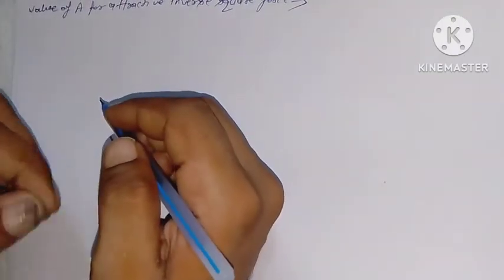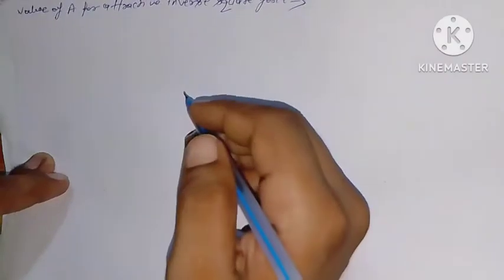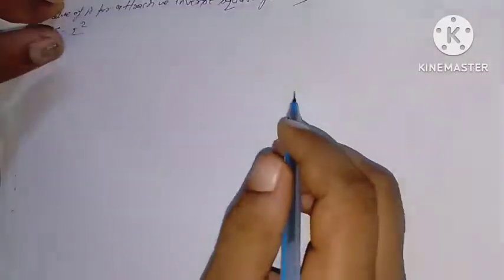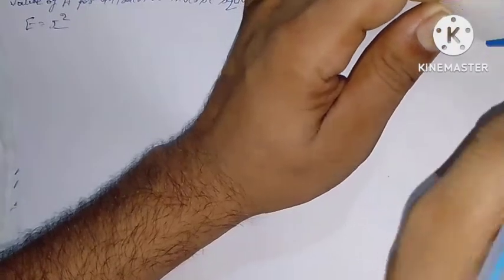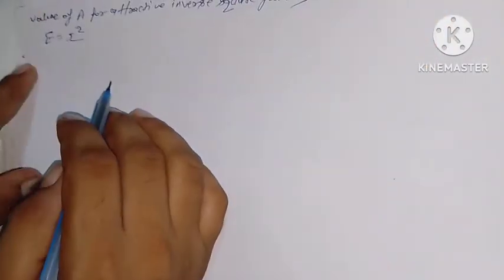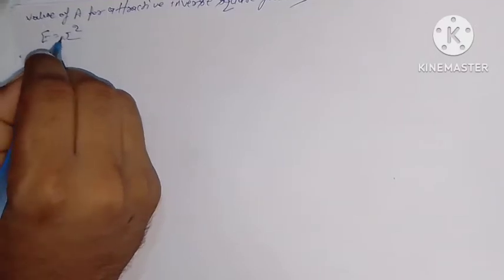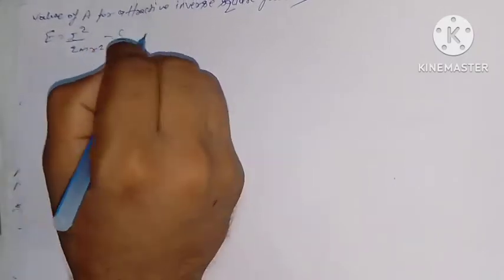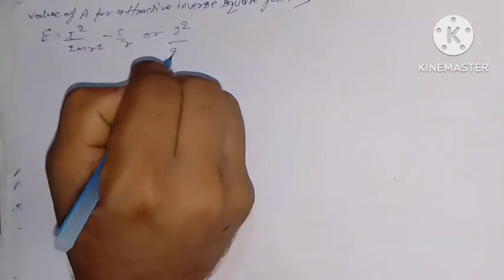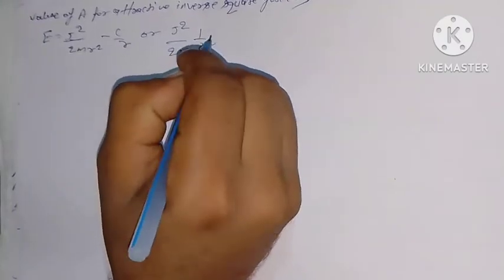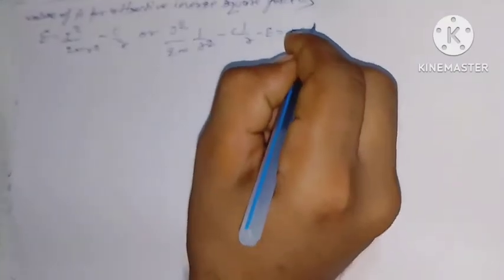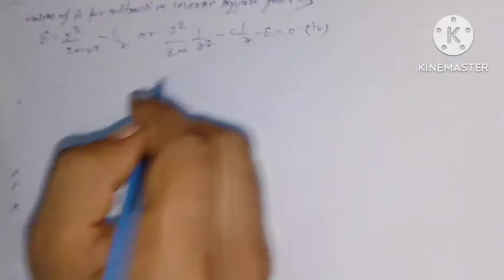Considering the case of an attractive inverse square force at the turning point, E equal to J square upon 2 m r square minus C by r. Or J square upon 2 m into 1 upon r square minus C into 1 by r minus E equal to 0. This is the equation number 4.